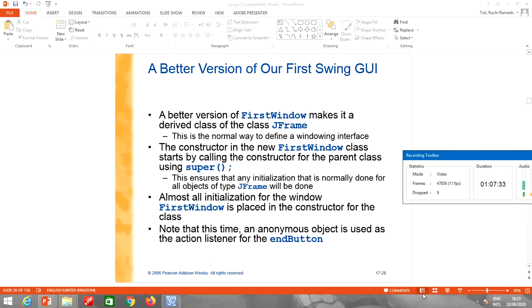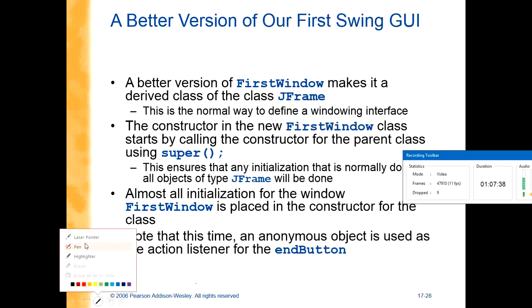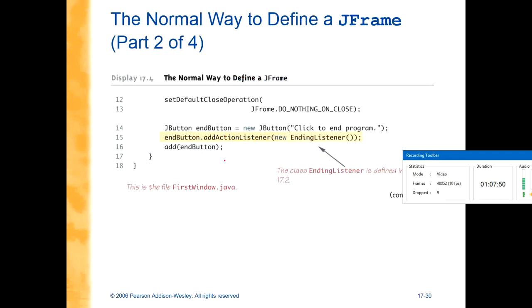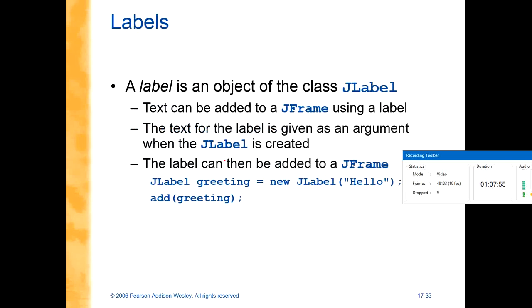Alright, going ahead. So this was the better version of our GUI program which we have just created now. We use the super keyword, the parameterless constructor of the parent class, which is JFrame. Alright, we have done this. Okay, so this is the way. Now label. Label is an object of the class JLabel. Text can be added to the JFrame using a JLabel. The text for the label is given as an argument.